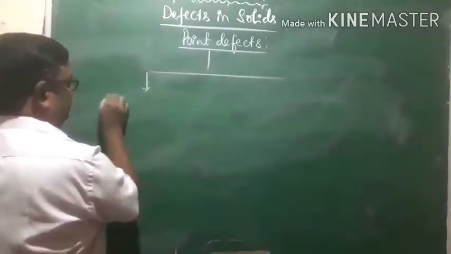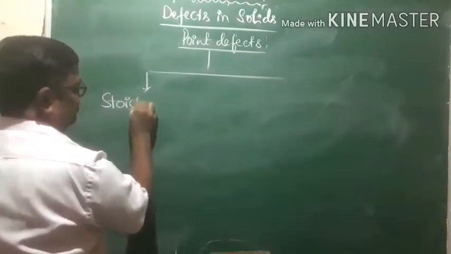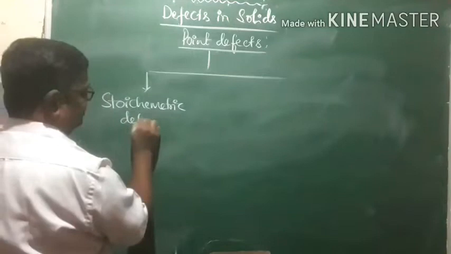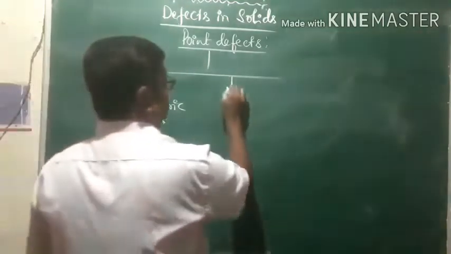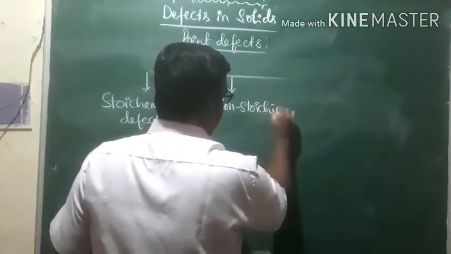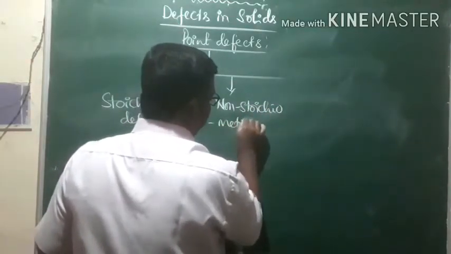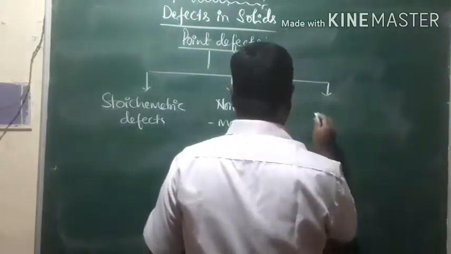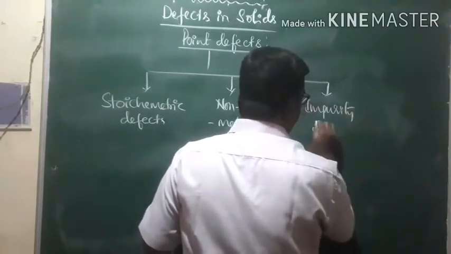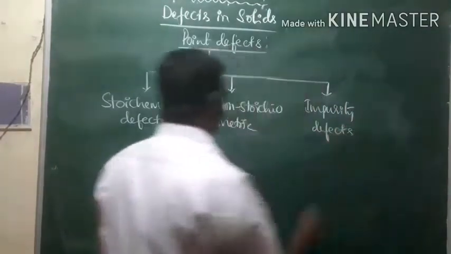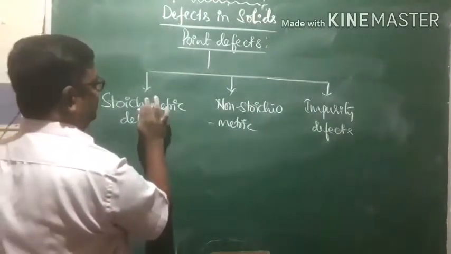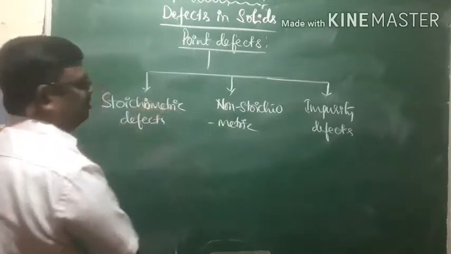One, it will be stoichiometric defects. Another is non-stoichiometric defect, and of course the third one is impurity defects. That is what we call impurity defect. These are the three types of point defects. Stoichiometric defect. Yes, it is stoichiometric. Okay?